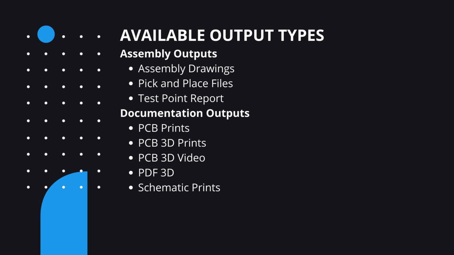Then we also have test point report as an AC2 file available in 3 formats that details the location of each pad or via that has been nominated as a test point. Then we also have documentation outputs wherein PCB prints configure any number of printouts or pages. With any arrangements of layers and display of primitives, use this to create printed outputs such as assembly drawings.